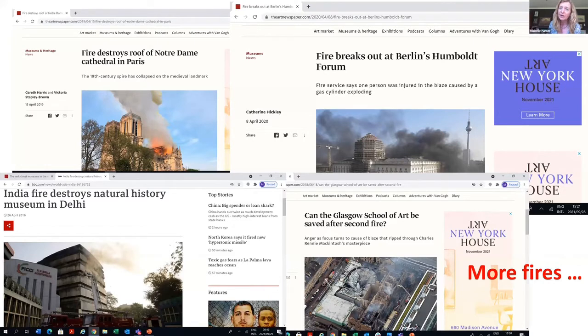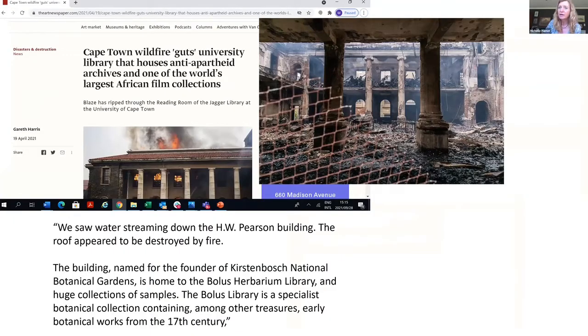Lots of fire, and you'll know, in our country, Charlotte Maxeke Hospital having a fire, Parliament having a massive fire in January, and globally this is an issue as well. Glasgow School of Art after its second fire, Berlin's Humboldt Forum, and these are in major cities globally, Delhi Museum, Notre Dame in Paris, and then our own UCT, that big fire that happened.